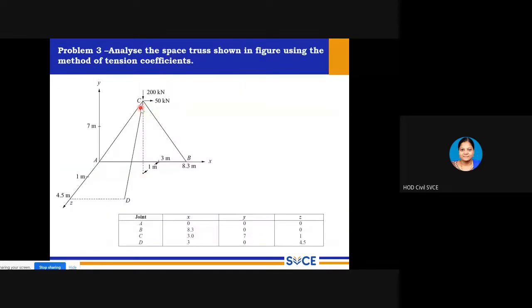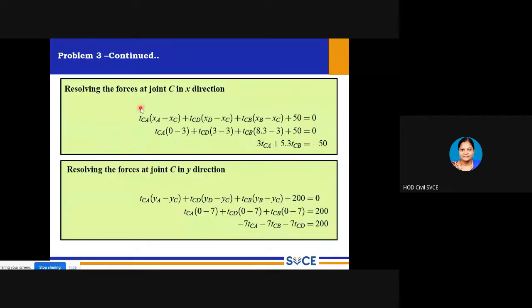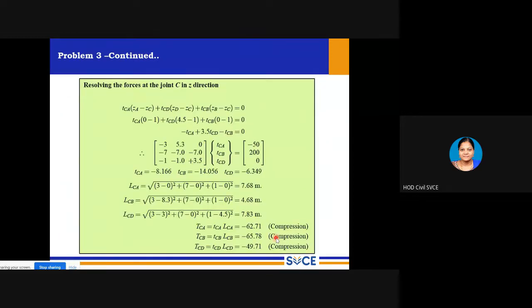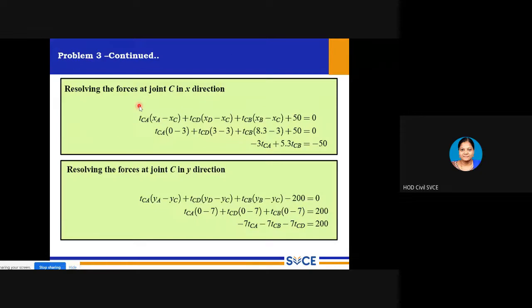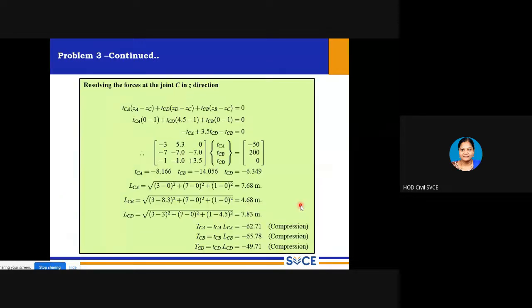So again we can consider joint by joint. Okay, so here joint C, in X direction, Y direction as well as in Z direction. If you take the joint C you can easily solve the problem. At joint C, how many members are there? You have CA, CD and CB, three members. So I can directly apply the equations of equilibrium at joint C. You have to consider the external forces also, so this 50 kN which is acting in X direction and 200 kN acting in Y direction. For the X direction you write the 50 kN, and in the Y direction you have to consider this minus 200 kN, whereas in Z direction you don't have the external force.